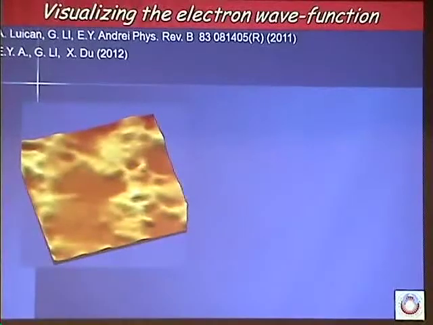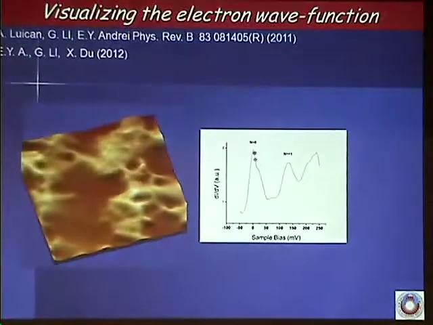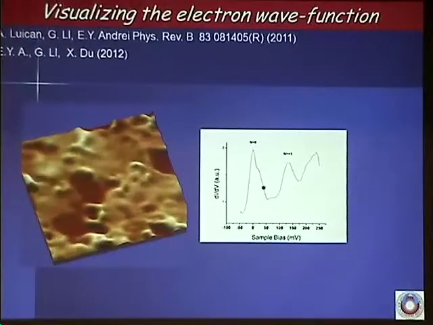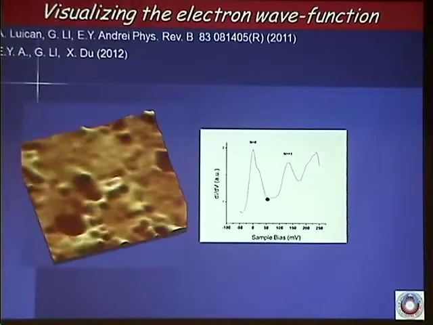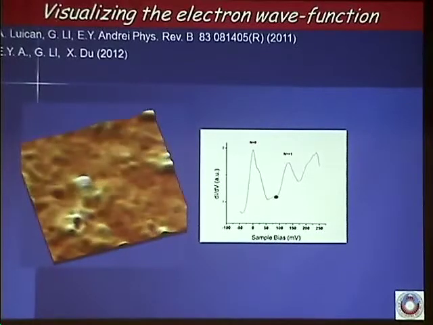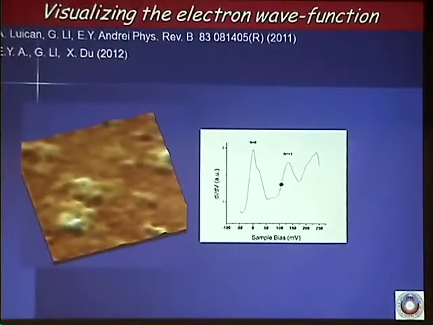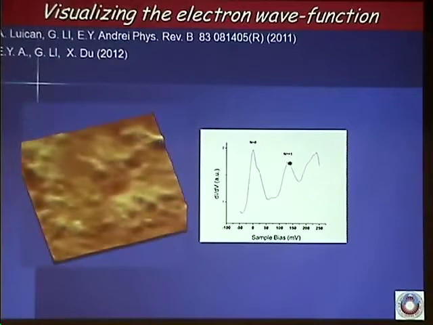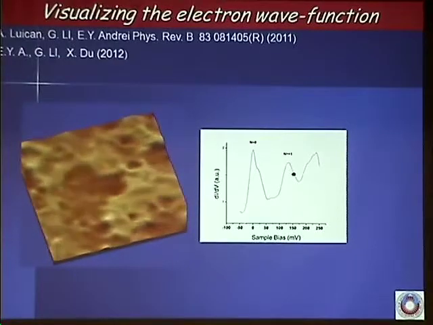Finally, and this is my last slide, we can use our STM to image the electronic wave function in the material. Now, as we go through these Landau levels, when we are sitting inside a peak where we have a large density of states, the wave function is extended. So the electron is spread over the entire sample. Of course, it's not perfect because there are impurities.